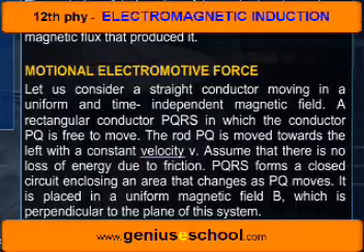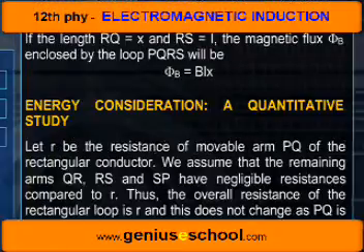PQRS forms a closed circuit enclosing an area that changes as PQ moves. It is placed in a uniform magnetic field B, which is perpendicular to the plane of this system. If the length RQ is equal to x and RS is equal to L, the magnetic flux psi B enclosed by the loop PQRS will be psi B = BLx.